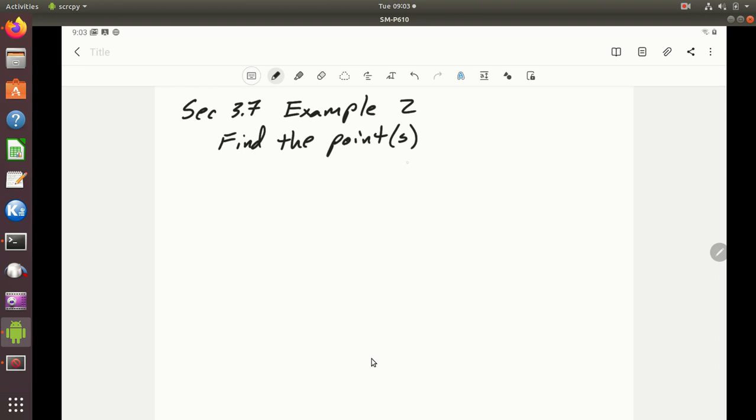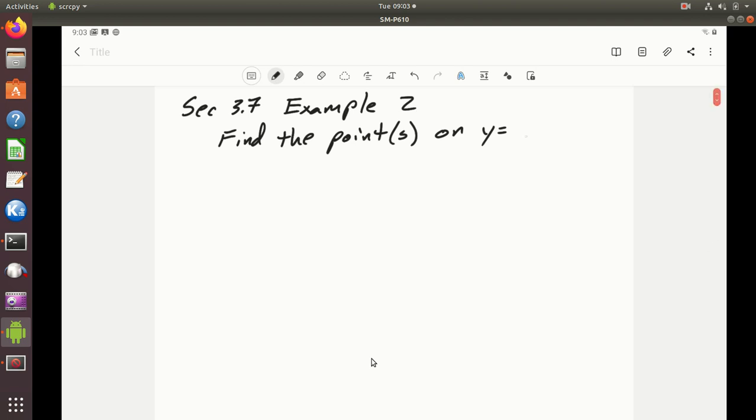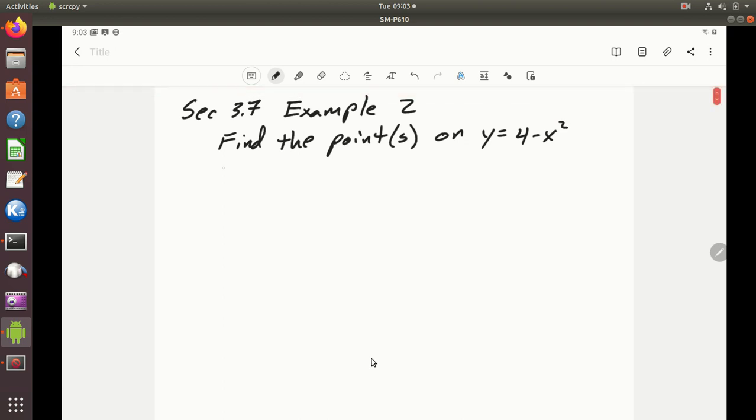I'll put the S in parentheses because you never know for sure if there's more than one. Find the points on y equals, and what the heck is that? It is 4 minus x squared, closest to the point 0, 2.